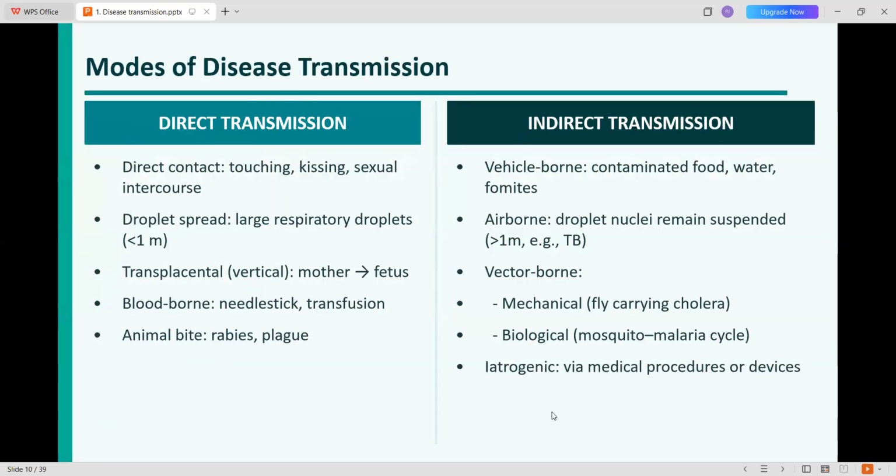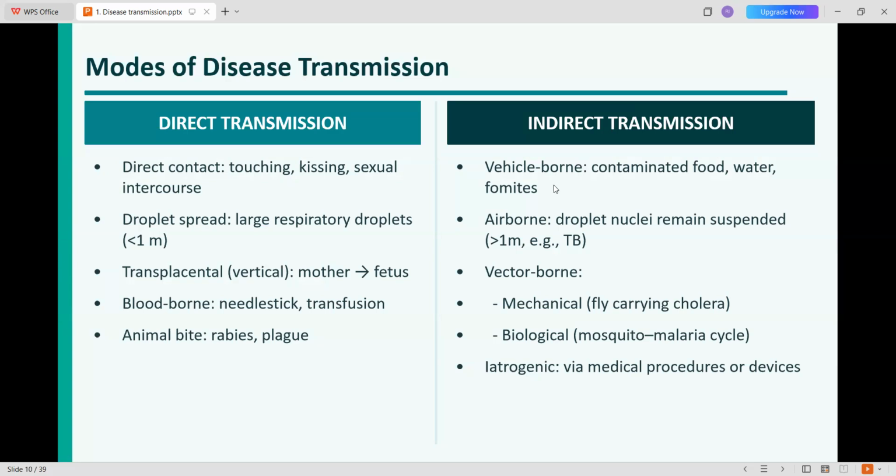Next is the transmission of disease, mode of transmission, which is direct transmission and indirect transmission. Direct transmission includes touching, kissing, sexual intercourse, and spread through droplets, which are large respiratory droplets traveling less than 1 meter. Placental, from mother to fetus, which is known as vertical transmission. Blood-borne through needle stick and transfusion. Animal bite spreading rabies and plague.